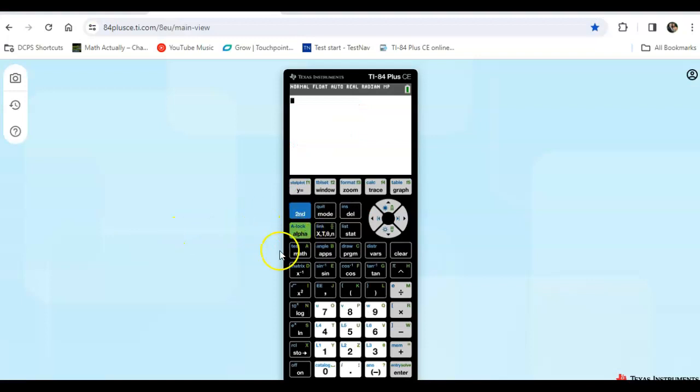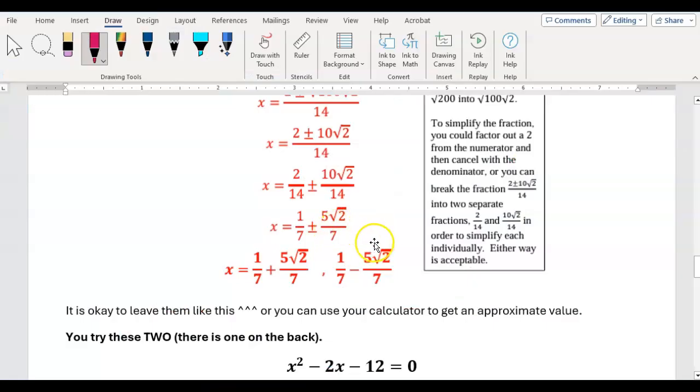So to show you, we can calculate this. You can use the fraction button, which is the green alpha, and then you can see these tiny little green boxes here. Click on that, and it'll set up as fractions. So we can put 1 over 7 plus, let me go back and look really quick. It was 5 times the square root of 2 over 7.